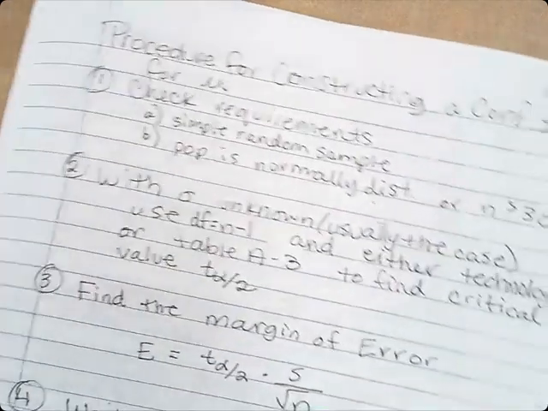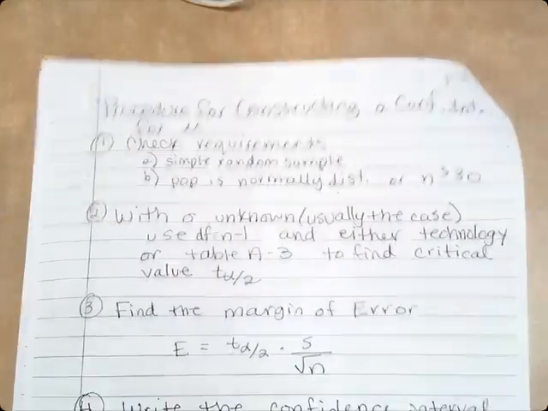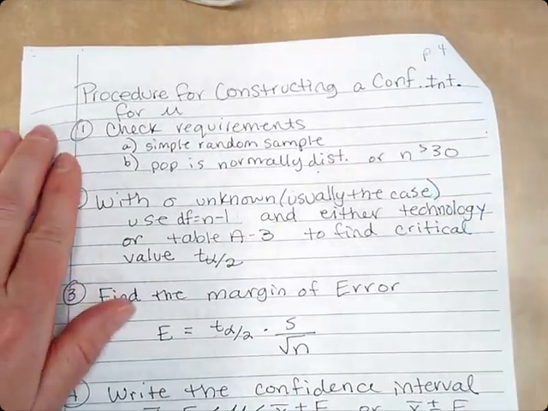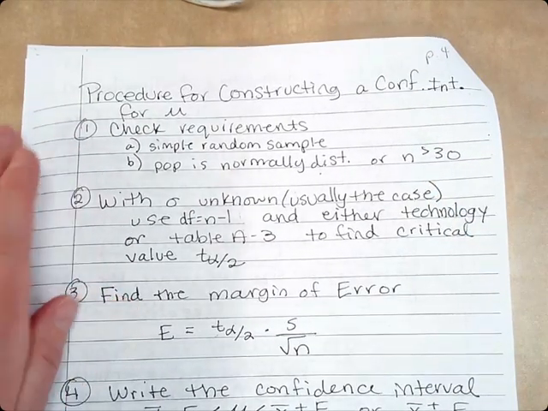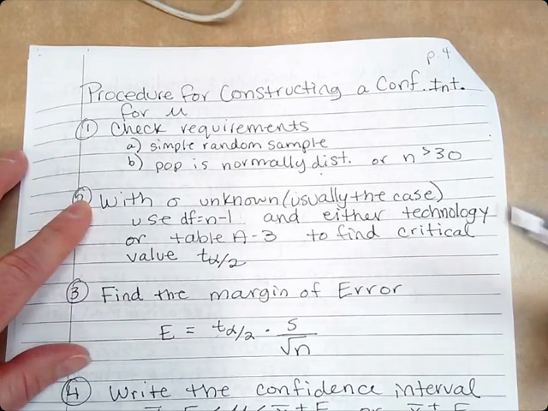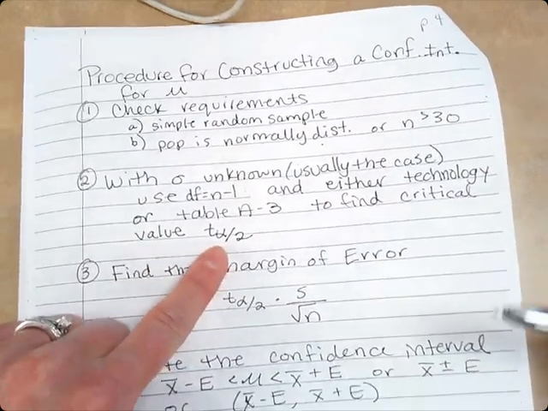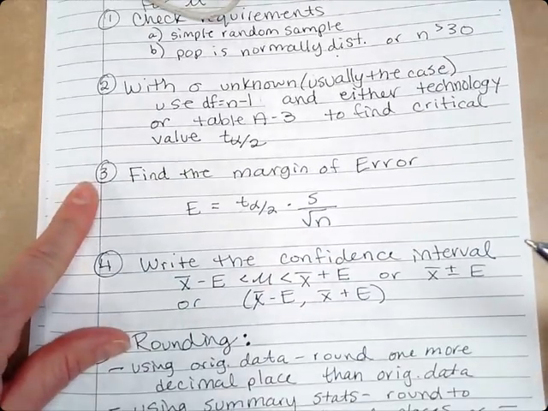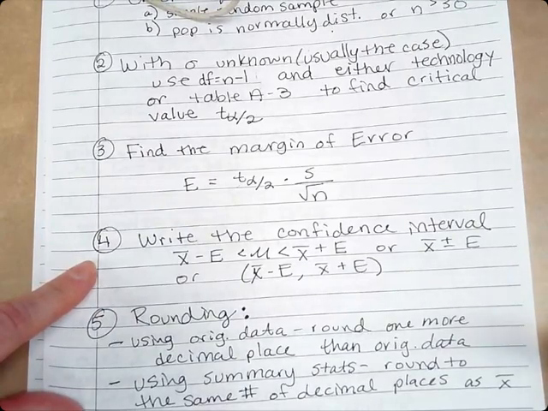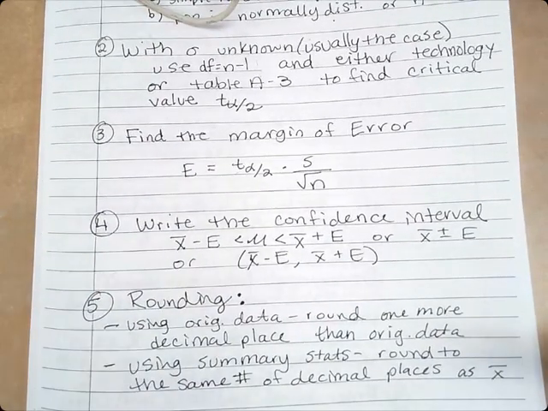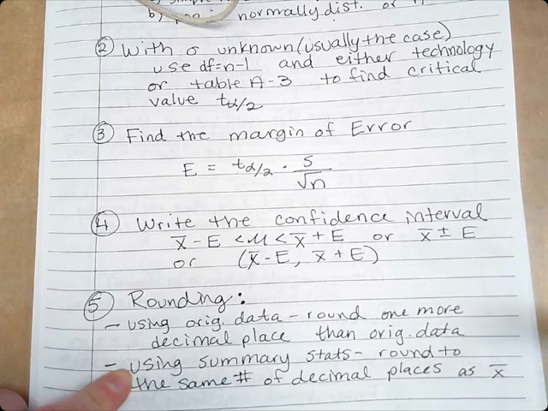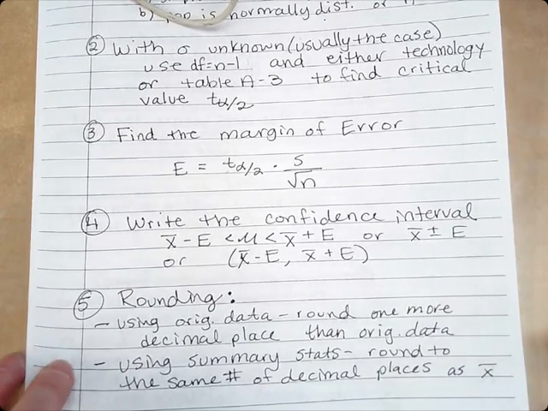Procedure for constructing a confidence interval. We're going to go through this real quick because we're actually going to do this on an example. So 1, check the requirements. 2, we are going to find the critical value, T alpha over 2. After we find that, we can find our margin of error and then write our confidence interval. Rounding: if using original data, round one more decimal place than the original data. For summary stats, you're going to round to the same number of decimal places as your sample mean.